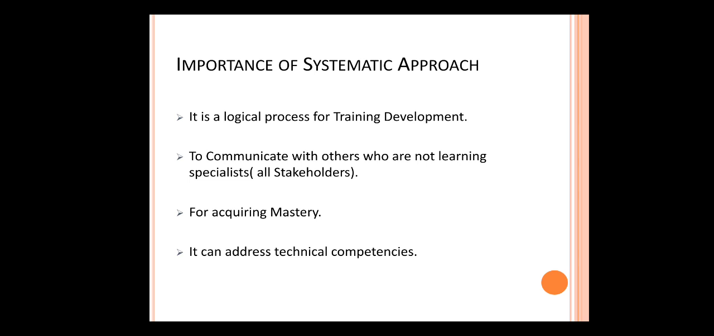As the name suggests, systematic approach means whenever we are trying to introduce a training program in the organization, it should be based on this systematic approach so that our training program is effective and is as per the requirement of the organization. Another importance is it helps to communicate with others who are not learning or who are not specialists. And another, it acquires mastery over the person whom we want to give a specialized training, and it can address technical competencies. Now, when we are trying to give a training related to a skill or a competency, we are more aware about the person to whom the training has to be given. Therefore, a systematic approach helps in successful implementation of a training program.